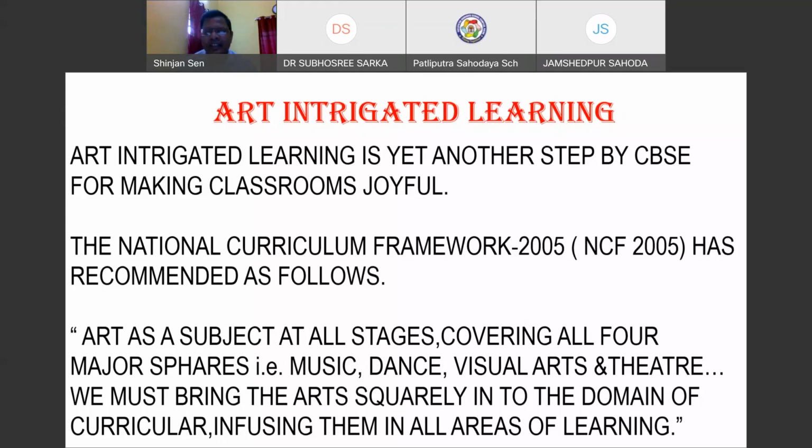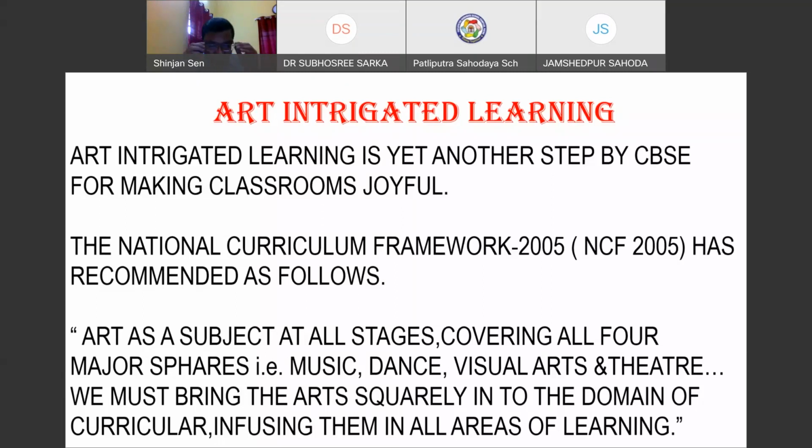So that's another great work being done from CBSE. You know, the National Curriculum Framework of 2005 has recommended something about art integrated education. But first, let us know what is this National Curriculum Framework, or NCF as you all call it.